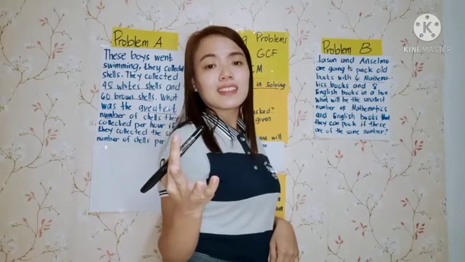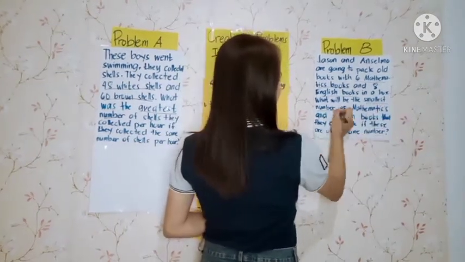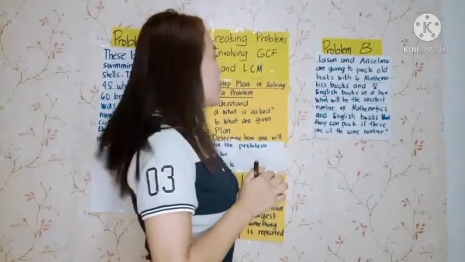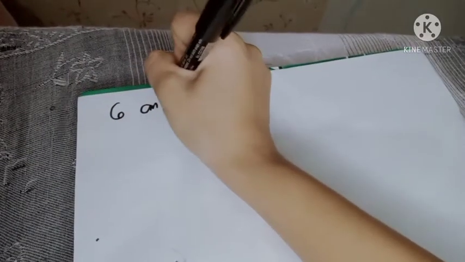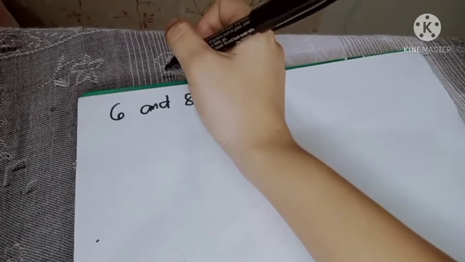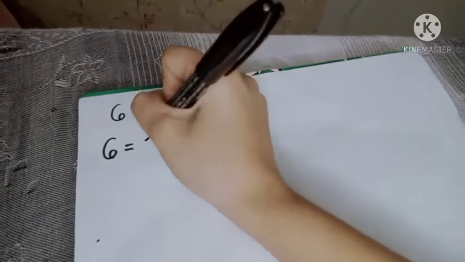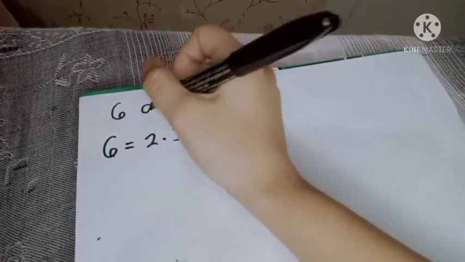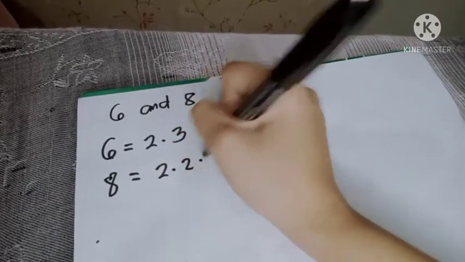What? Yes, very good. Smallest number. So, we need to solve it. In problem B, the given numbers are 6 and 8. So, we use prime factorization. The factors of 6 are 2 and 3. The factors of 8 are 2 times 2 times 2.